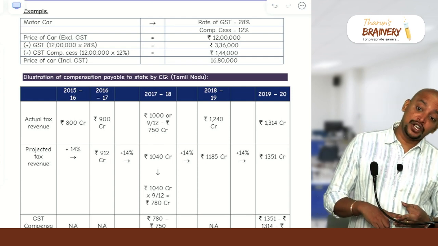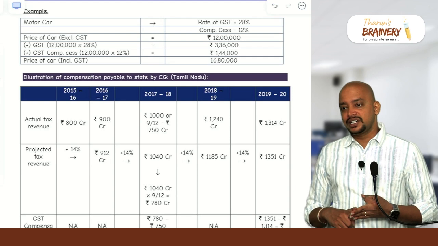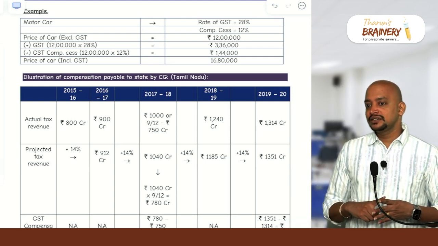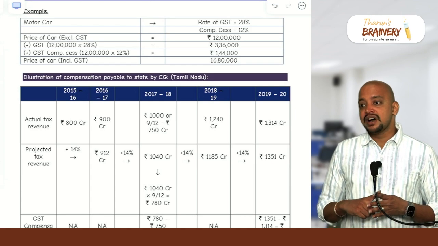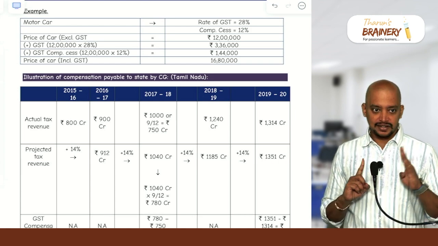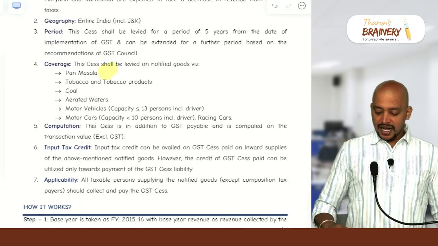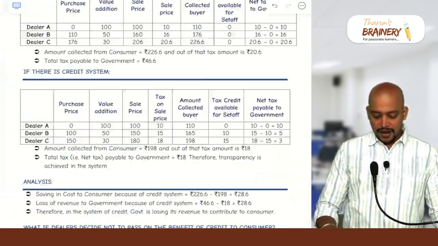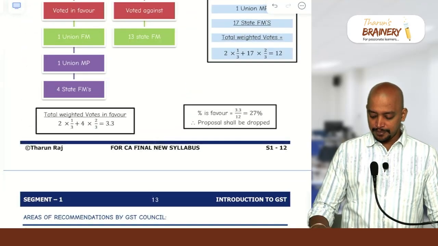Projected tax revenue minus actual tax revenue. Okay. And for how many years will this be payable? Till 31st March 2026. Okay. So we completed this compensation cess also. Now come back to GST Council, page number 12.